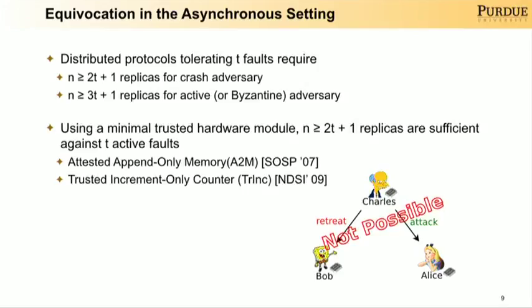One is called attested append-only memory, where they assume that every process has access to a memory where you can only attest to that memory. So you have a log and you can only add to that log. You cannot remove things from that log. Using that assumption, on every process they are able to reduce the bound required from 3t plus 1 to 2t plus 1.